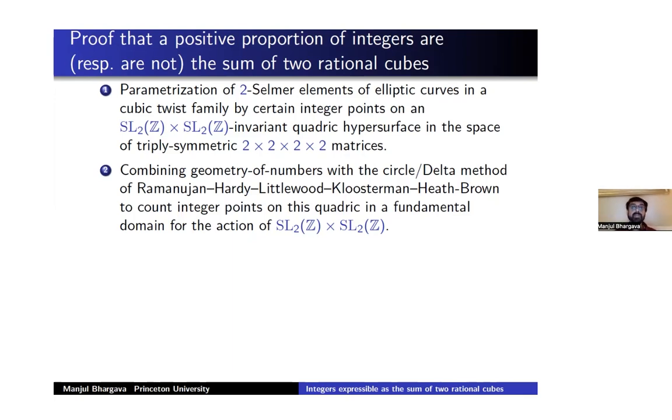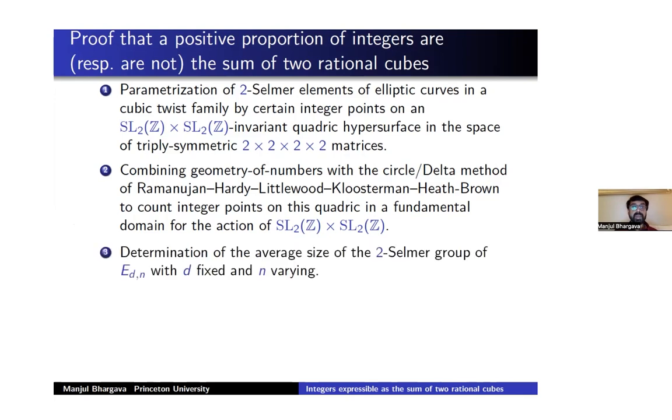So we combine geometry of numbers methods with the circle method of Ramanujan, Hardy, Littlewood, Kloosterman, Heath-Brown. Basically we use it in the form that Heath-Brown now describes it, to count integer points on this quadric in a fundamental domain for the action of SL2 cross SL2. Because these integer points, the two Selmer elements, are going to correspond to SL2 cross SL2 orbits of integer points. So we just count points in a fundamental domain with bounded invariants using the circle method and geometry of numbers.